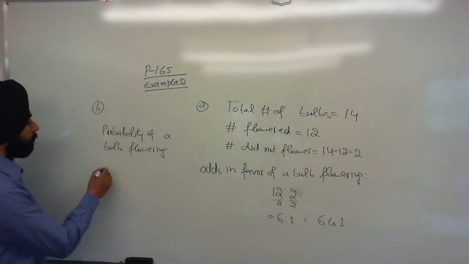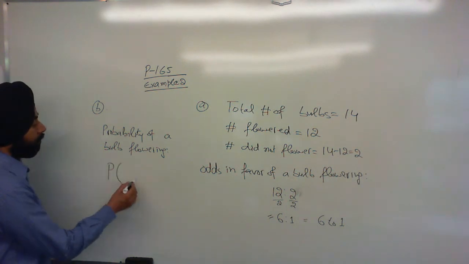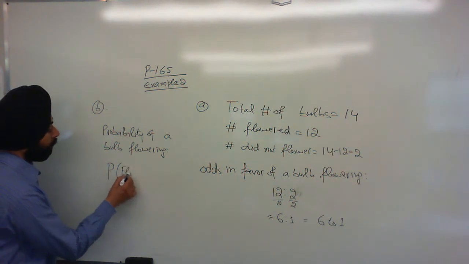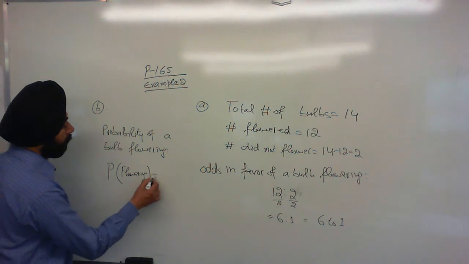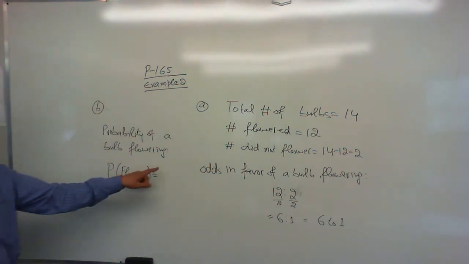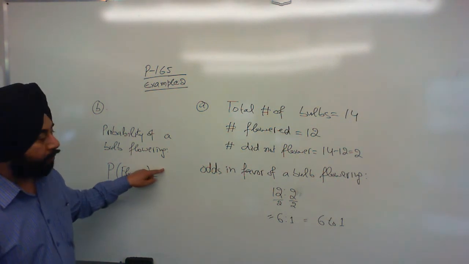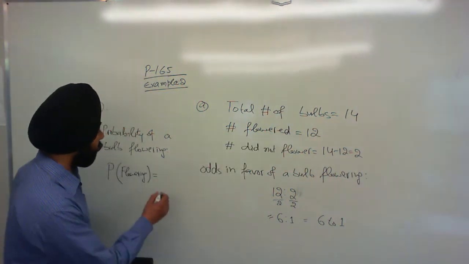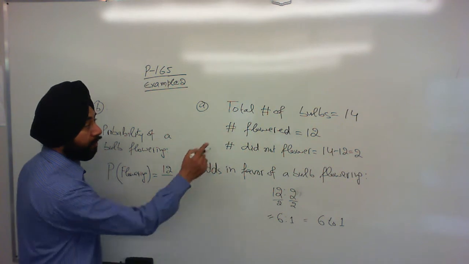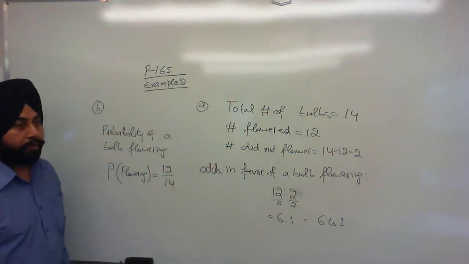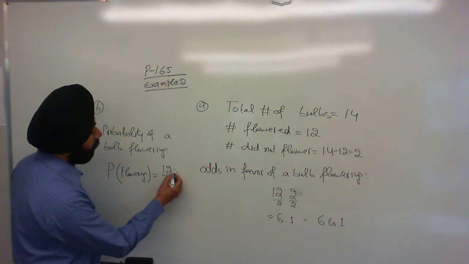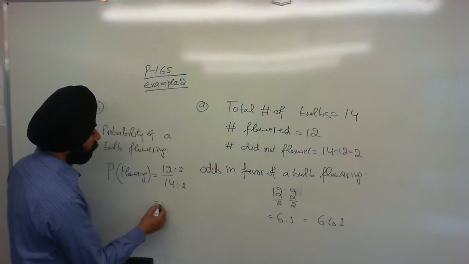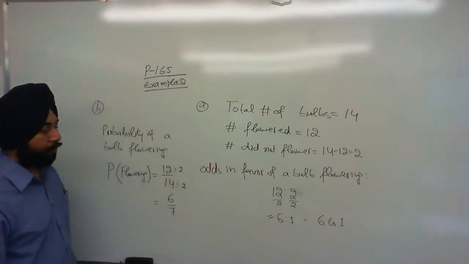Right? And how do you write the symbol? You write P for probability, and in the bracket you write the name of the event. You can say probability of a bulb flowering. How do you find the probability? What number goes at the top? The number of events, the bulb flowering, how many times it flowered? 12, yes. And divided by the total number, that was 14. Then you divide them by a common factor. You can divide this by 2, you can divide this by 2. So this will give you 6 over 7.